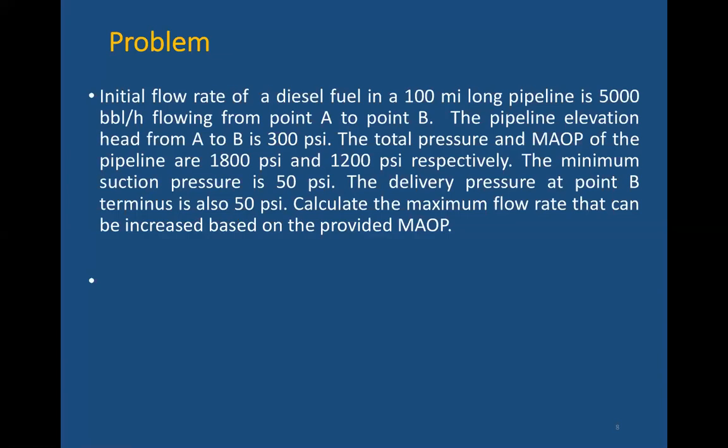Now you have to use that equation, total pressure equal to friction pressure plus elevation pressure plus delivery pressure. From that equation, you can get the friction pressure drop. I'm just giving the hints. And now, if you calculate the frictional pressure drop per mile, we have the 100-mile long pipeline. So you can get from there how much is the pressure drop per mile.